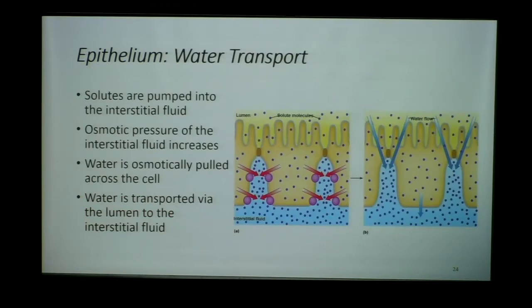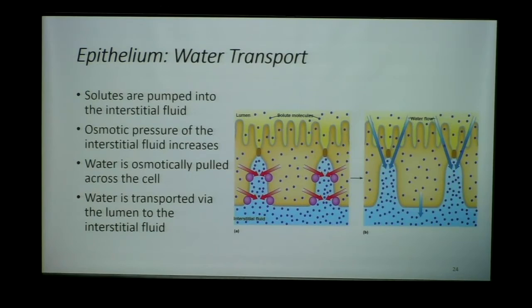Now, solutes are pumped into the extracellular environment in order to create osmotic pressure that can then pull water across the membrane. I'll say that again. We have pumps on the basolateral membrane. They pump solutes out into the extracellular fluid, and those solutes then create what's called that osmotic pull. Remember we talked about that? That ability of the solutes, because they are higher in concentration, to pull water to them.